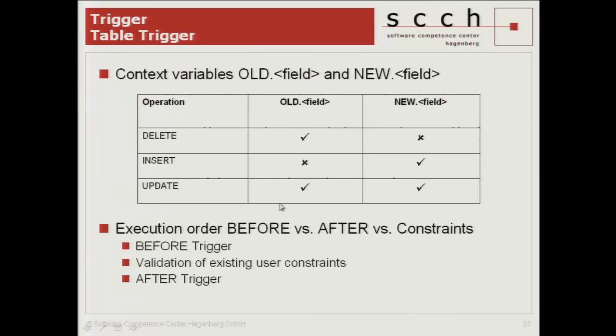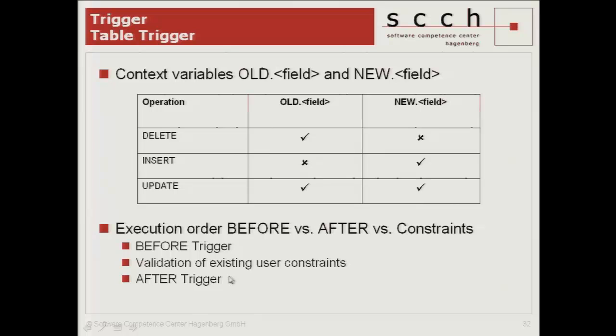Well, the context variables, old and new: depending on the operation, old and new is available or not. What's important here is the execution order with respect to the before trigger, after trigger and user-defined constraints, for instance check constraints or something like that, is usually this one. First the before trigger fires, then user-defined constraints get checked, and then an after trigger gets executed.